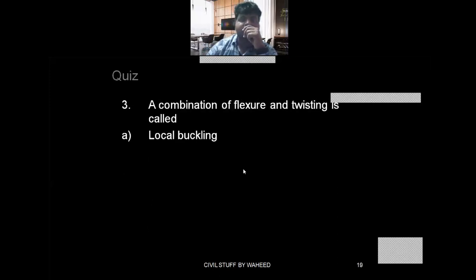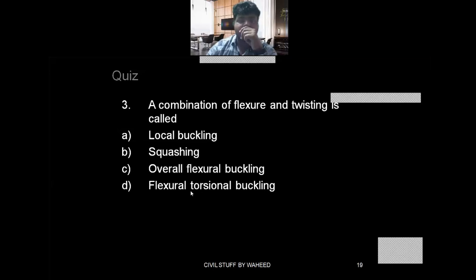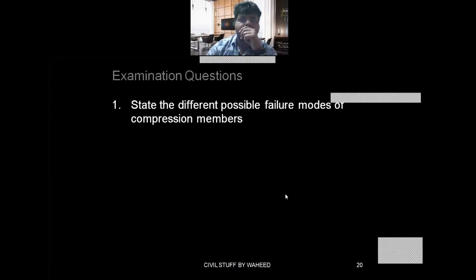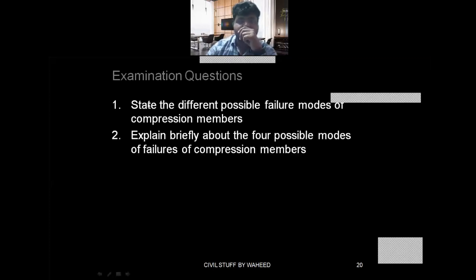Okay. Next, a combination of flexural and twisting is called what? Flexural torsional buckling. Okay. So you may be asked to state the different possible failure modes of compression members. Instead of state, they may ask you to list them for 1 mark in your examination. Next, explain briefly about the 4 possible modes of failure of compression members. You have to explain, that is, local buckling means what? Squashing means what? Like that.